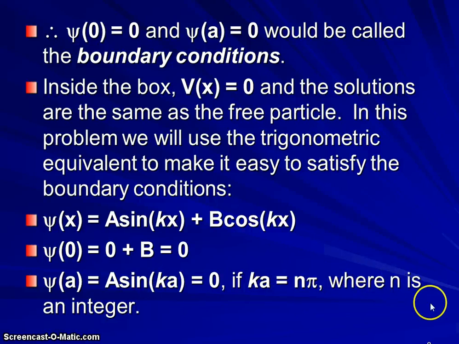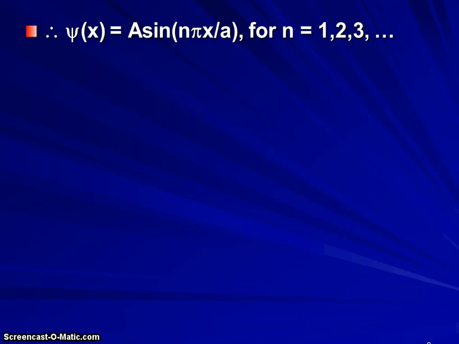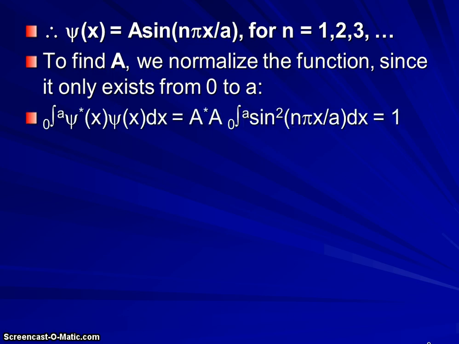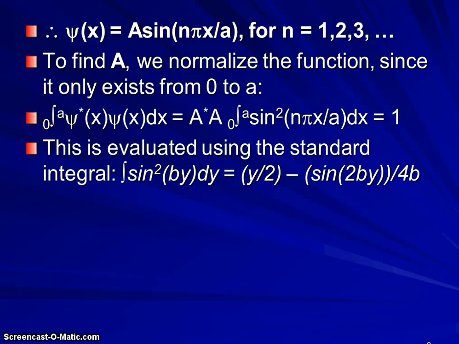So now we can say that k has to be n pi over a in order for this function to satisfy our boundary conditions, and n is some whole number between 1 and infinity. To find A, we can normalize the function. Since the function only exists between 0 and a, we'll integrate the square of the function over that space, and we get a value for that by using the standard integral.